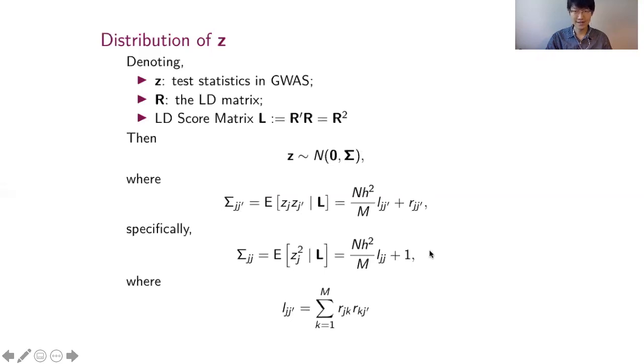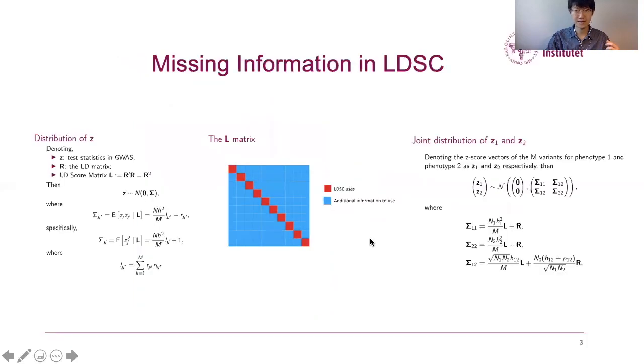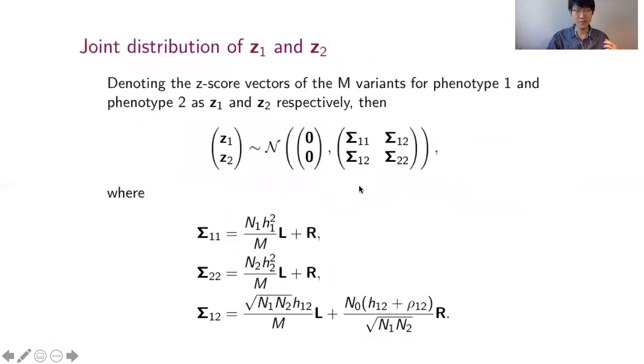Interestingly, if we look into the L matrix, the diagonal elements are exactly the LD scores, which means that LDSC only uses the diagonal information in the L matrix, and it ignores all of the off-diagonal information. So we were thinking if we are able to use all of the information, we should be able to get more precise results. Similar to LDSC, when we have two phenotypes, we can estimate genetic correlation.